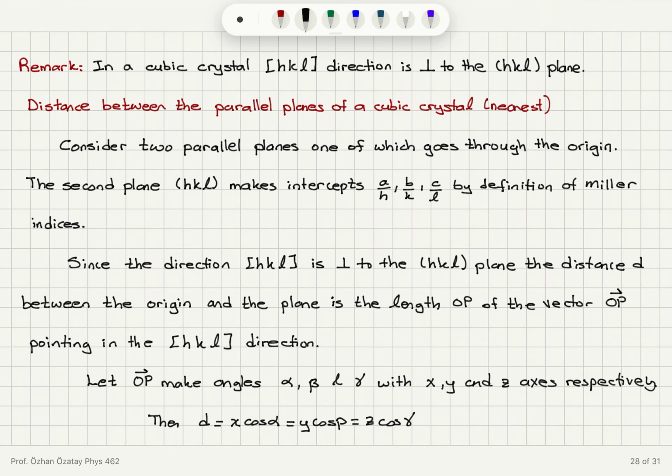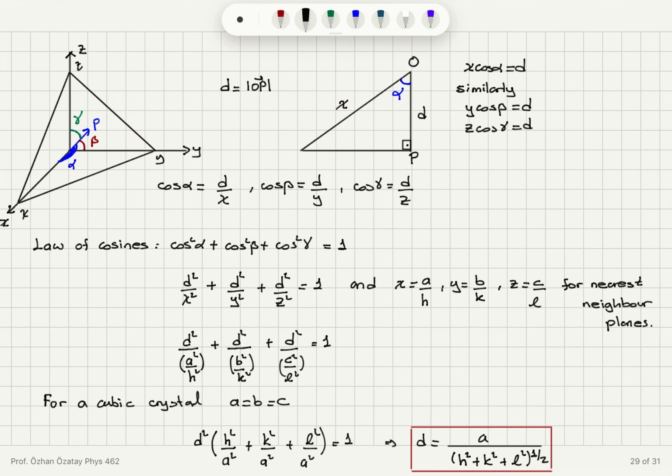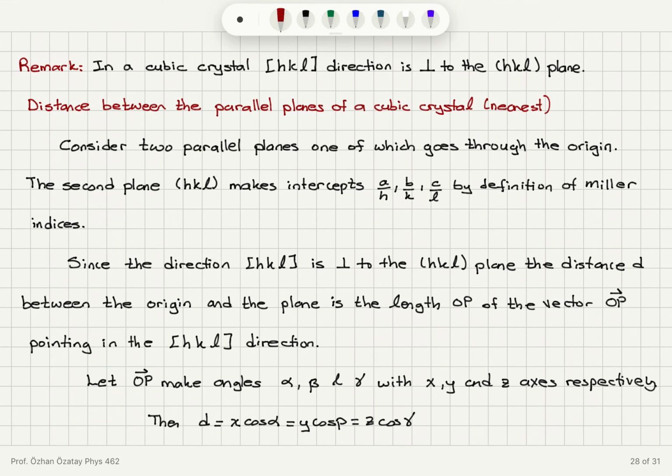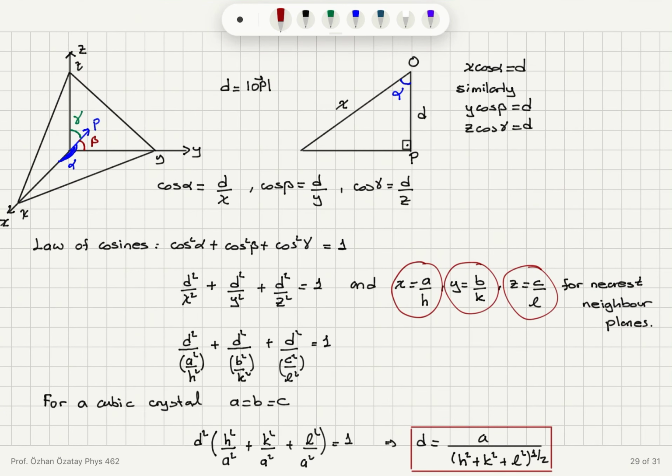Okay, the second plane, HKL, makes intercepts a over h, b over k, c over l by definition of Miller indices. So this x, y, and z here are a over h, b over k, and c over l. Now, since this direction HKL is perpendicular to the HKL plane, the distance between the origin and the plane is the length of the vector pointing in the HKL direction.